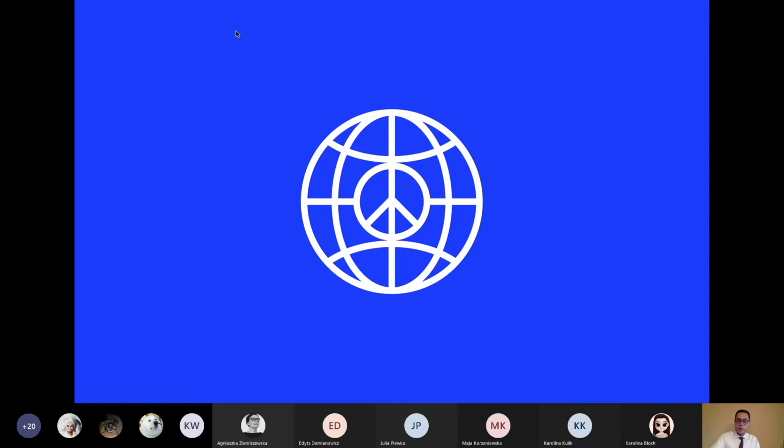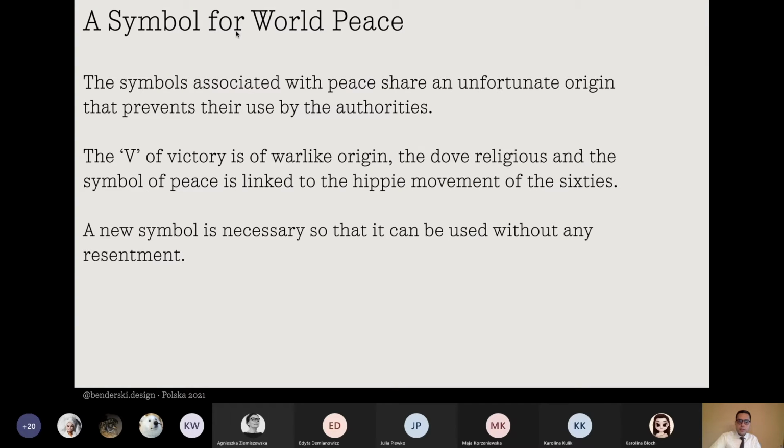This is a world peace symbol. This is a self-initiated project where I noticed there is a problem. The problem is that the symbols that are linked to peace share an unfortunate origin that prevents their use by the authorities. So you never saw a government with a peace symbol.